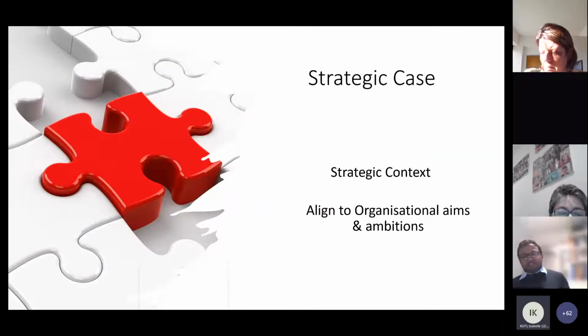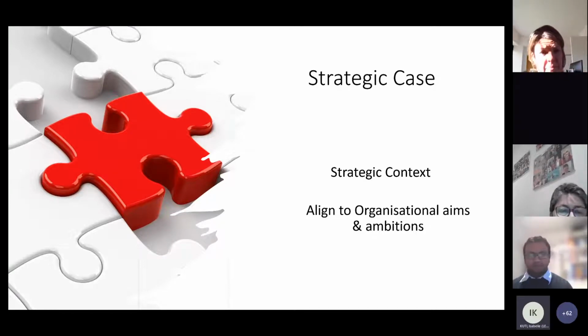So the strategic context means what is the issue? Okay, and it's really important to try and align it to your organization's aims and ambitions. So you will have a plan. Ours is becoming the best, and you have your trust values and all that kind of stuff, and you need to show how your business case is going to fit in to your ICS or trust values, depending on who's looking at a business case. Okay, and it has to really align with it somehow for it to proceed.